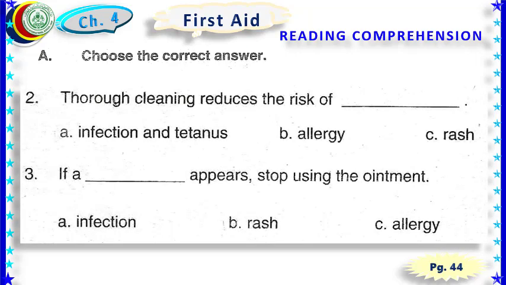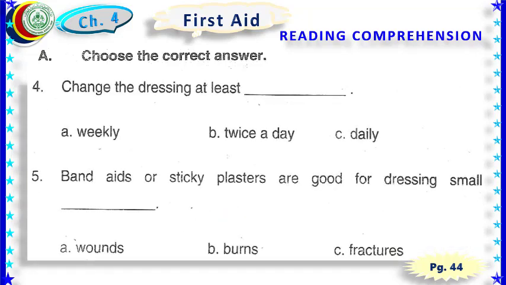Thorough cleaning reduces the risk of infection and tetanus. If a rash appears, stop using the ointment. Change the dressing at least daily. Band-aids or sticky plasters are good for dressing small wounds.